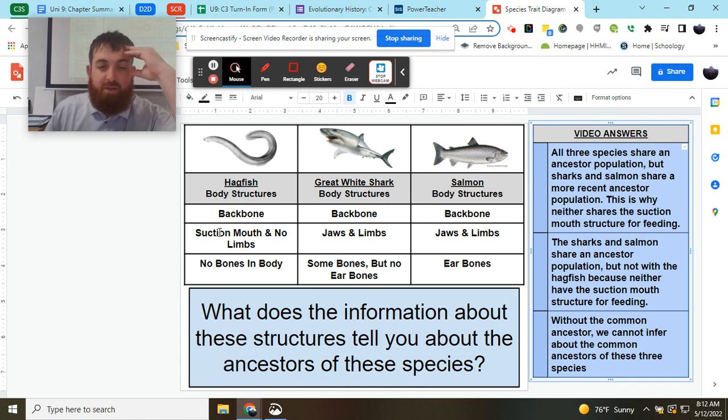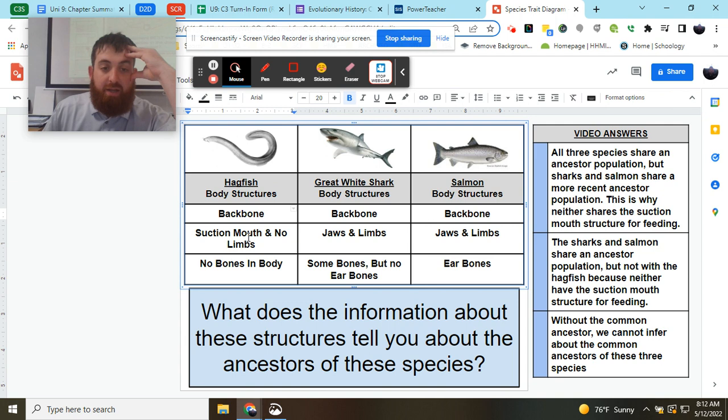So thinking about the ancestors, thinking about the structures, we see that the hagfish has a backbone, a suction mouth, with no limbs and no bones in its body. We see the great white has a backbone, jaws, and limbs, and some bones, but no ear bones. And we see that the salmon has a backbone, it has jaws and limbs, and it has ear bones. So, what does this information about these structures tell us about their ancestor species? Let's take a look at our options.